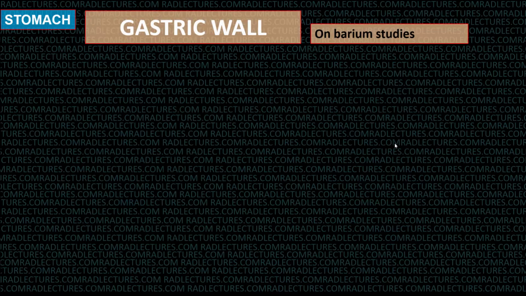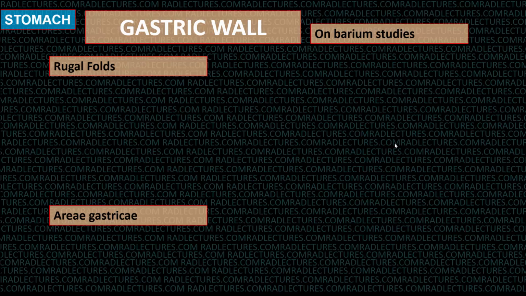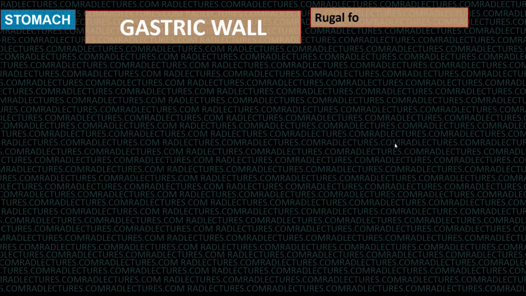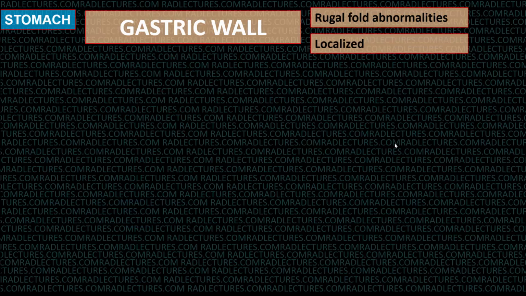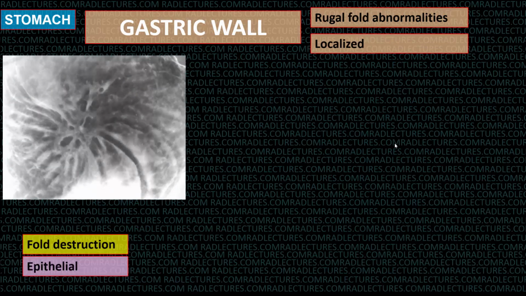Now, gastric wall on barium studies is not seen, but you can see the mucosal features, the rugal folds and the area gastricae. Now, the abnormalities of the rugal folds can be localized or generalized. And localized abnormalities can occur because of epithelial diseases leading to fold destruction.